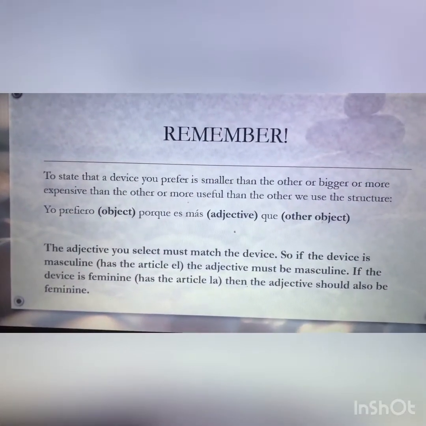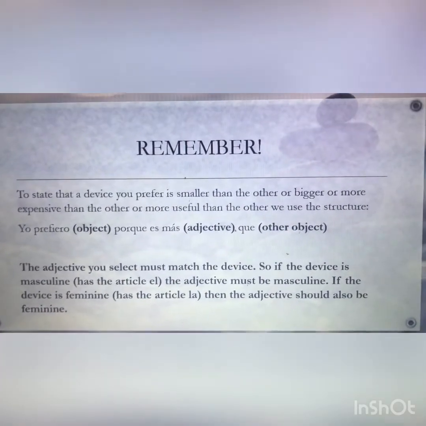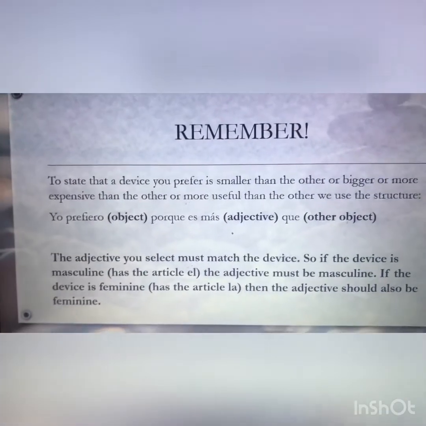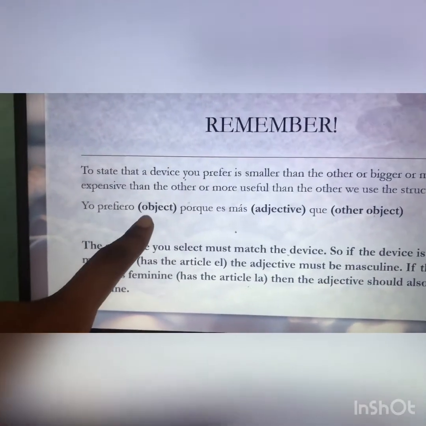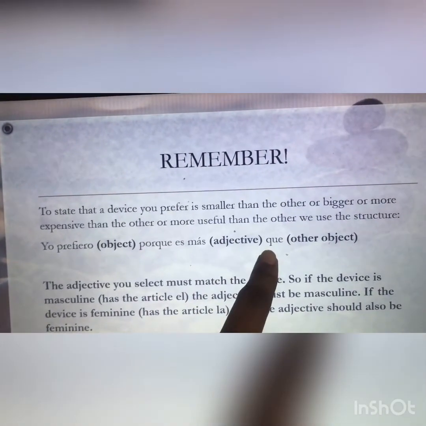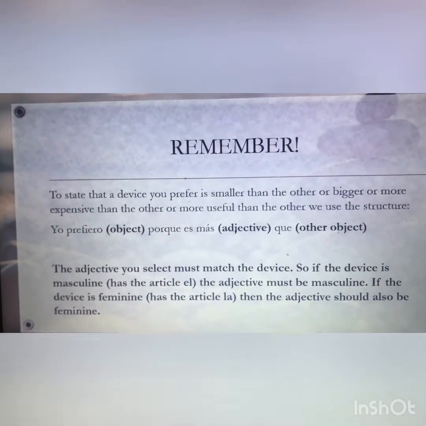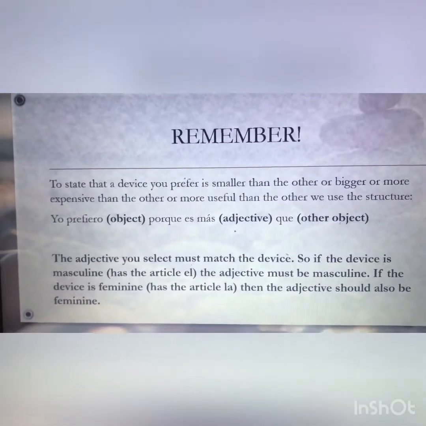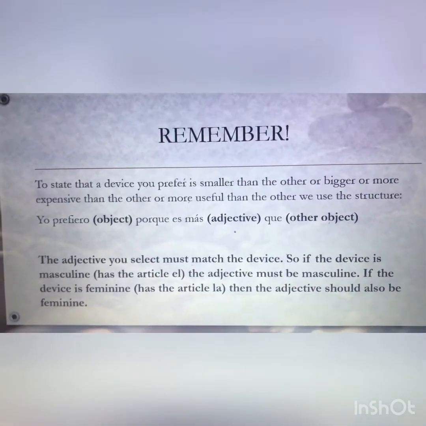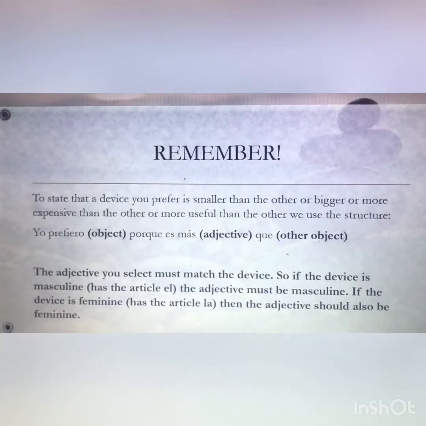So remember, to tell somebody that the device you prefer is smaller or bigger or more useful than or more expensive than the other device, this is what you say. Yo prefiero, I prefer. You put the device that you're referring to, porque es, because it is, then you put the adjective, que, the other object. However, the adjective must match the device. If the device is masculine, meaning that it has the article el, then the adjective must be masculine. If the device is feminine, meaning that it has the article la, then the adjective should also be feminine.